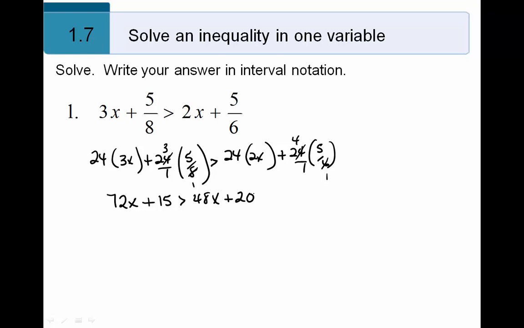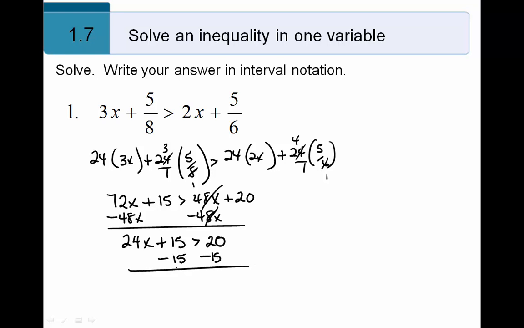To move the variables to the left, we need to get rid of the positive 48x on the right, and to do so, we'll put a negative 48x on both sides. Combining the x's, positive 72 and negative 48 is positive 24, so we get 24x plus 15 is greater than, those x's cancel, and we're left with 20. Since we move variables to the left, we have to move numbers to the right. To accomplish that, we'll get rid of that positive 15 by putting a negative 15 on both sides. The 15's cancel, leaving 24x is greater than 5.